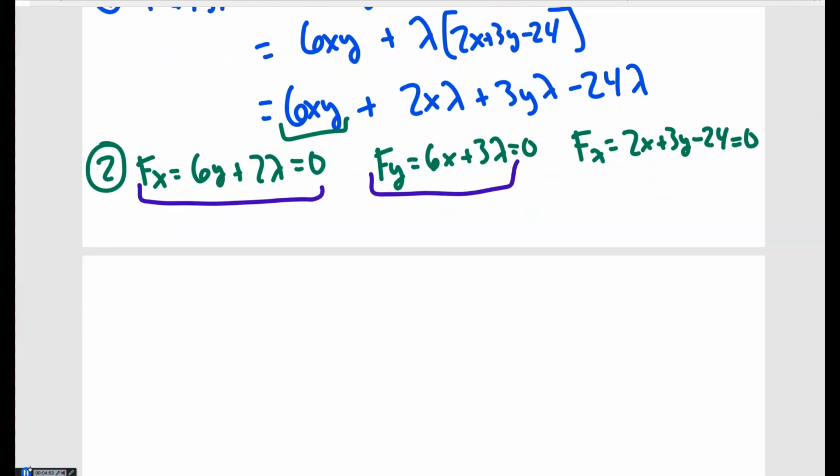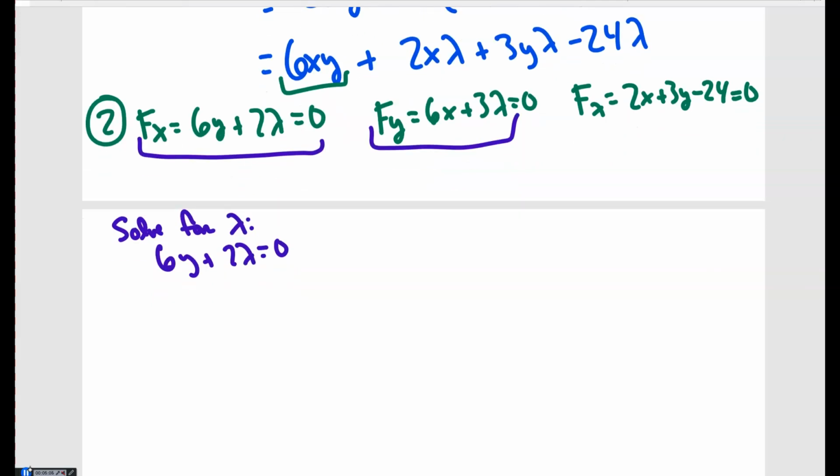So first, let me go ahead and solve for lambda. I'm going to have 6y plus 2 lambda is equal to 0. I'm going to move the 6y over, so I have 2 lambda is equal to negative 6y. So lambda is equal to negative 3y.